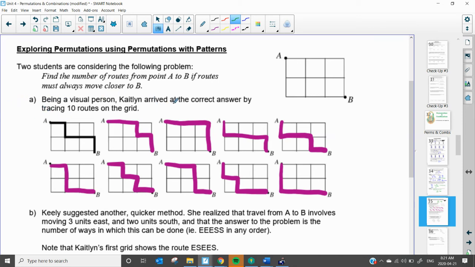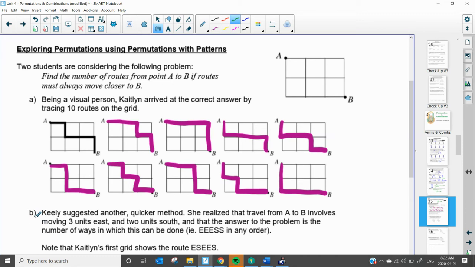But being a visual person, Caitlin has arrived at the correct answer by tracing out all the 10 routes. She's like, I'm just going to draw them all out. And so she draws out all of these routes on a grid. And then Keeley says, I think there's got to be a better way. Can you imagine if this was like a huge grid, how many times we'd have to draw these lines? And so Keeley suggests a quicker method.